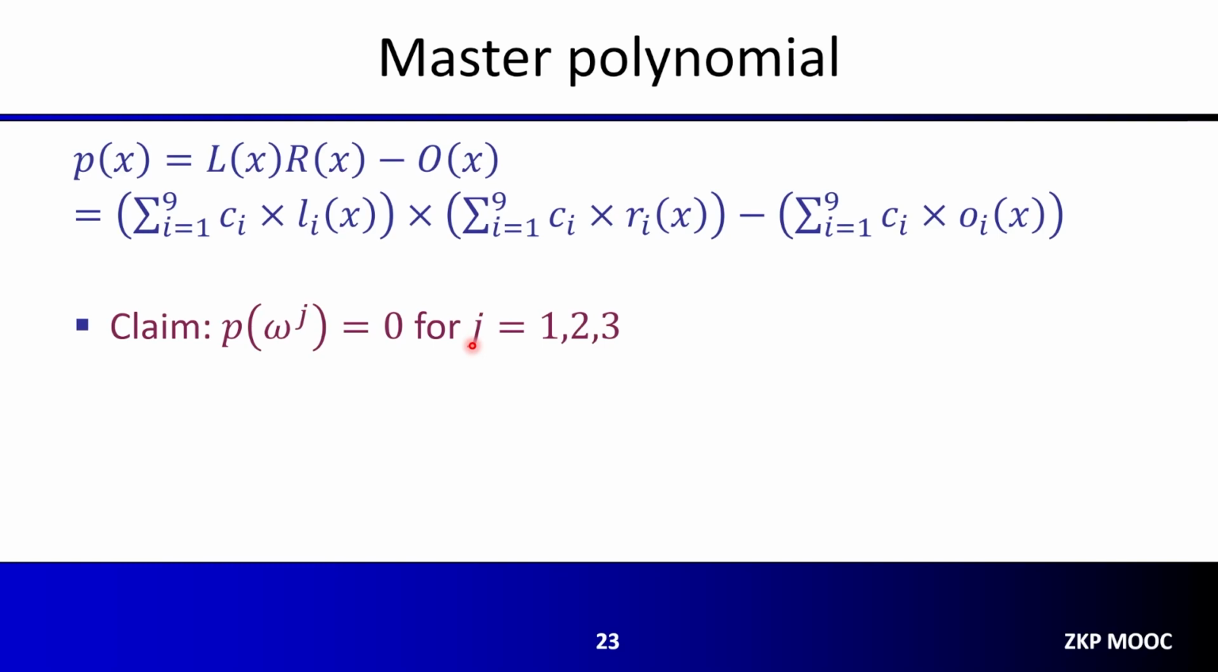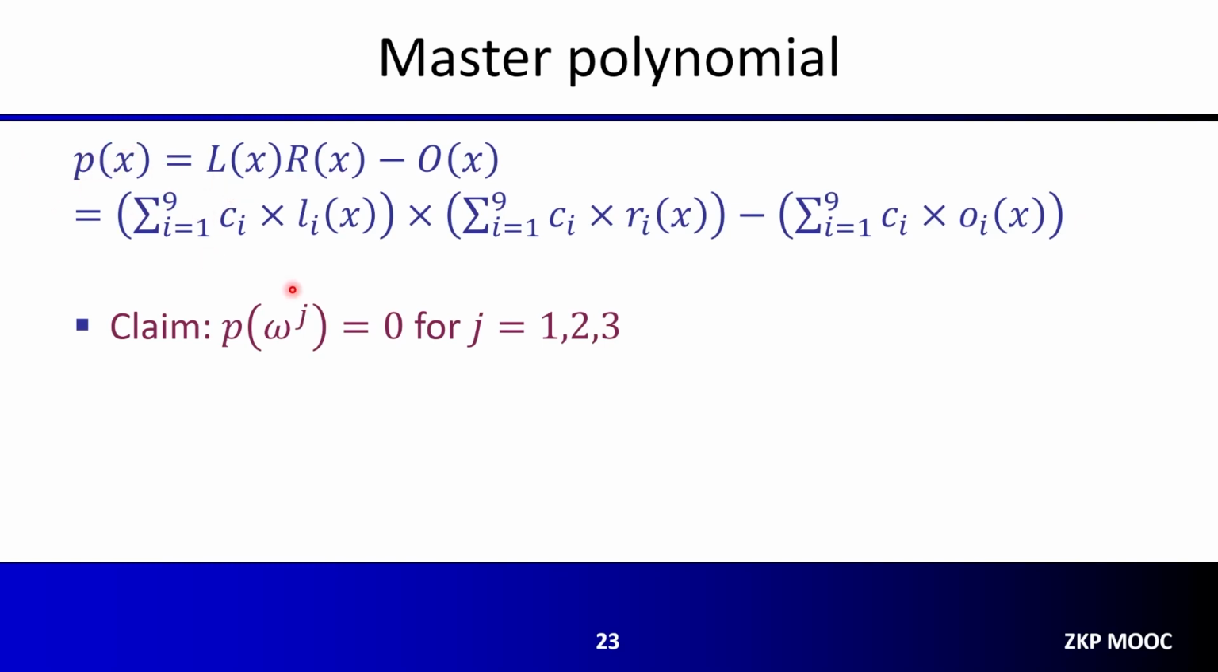Once we understand the definition of these selector polynomials, we are almost there to understand this entire construction of the QAP. The last piece of the puzzle is this master polynomial, P of x. I'm going to define P of x as the product of Lx times R of x minus O of x. If you expand the definitions of these polynomials, we have an equation consisting of three big parentheses: the summation of Ci times Lix, times the summation of Ci times Rix, minus the summation of Ci times Oi of x. That is the definition of this so-called master polynomial P of x.